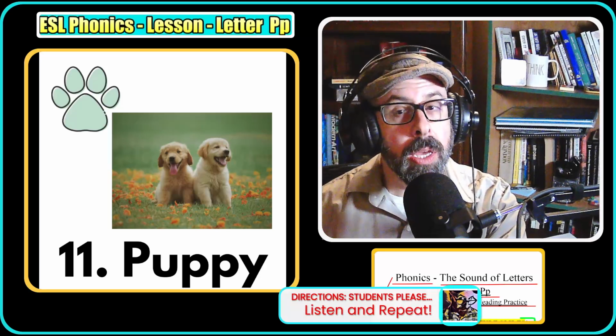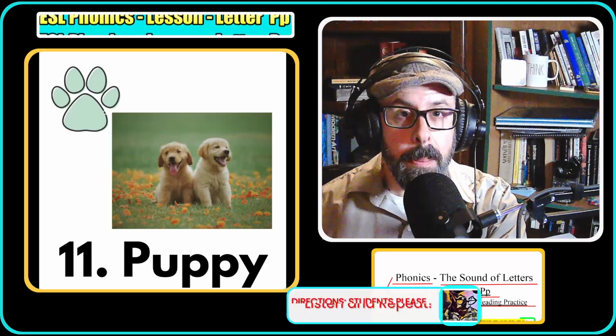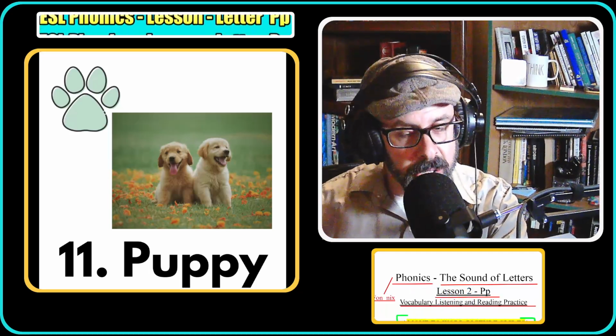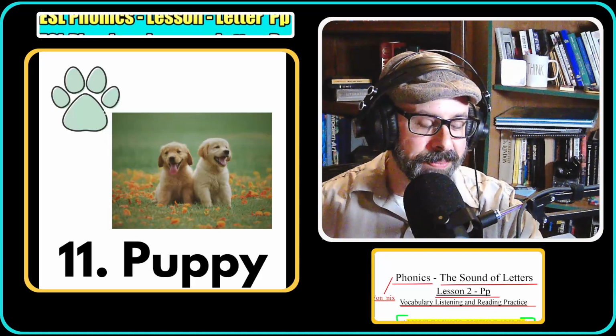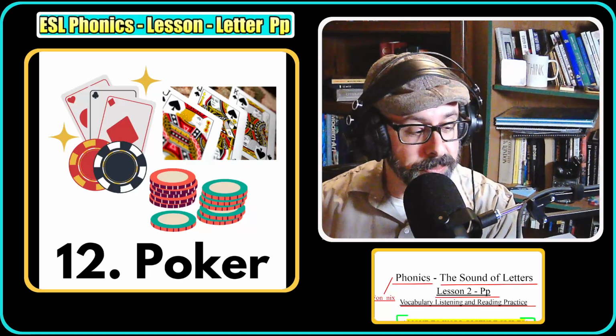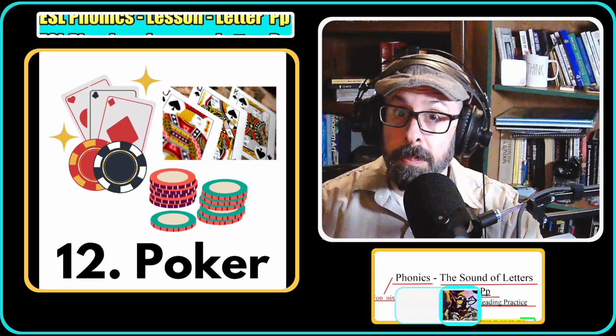Eleven, P, puppy. P, puppy. Two syllables, two sounds. Puppy. P, puppy. Okay, the last one is number twelve. P, poker. P, poker. Number twelve is P, poker.